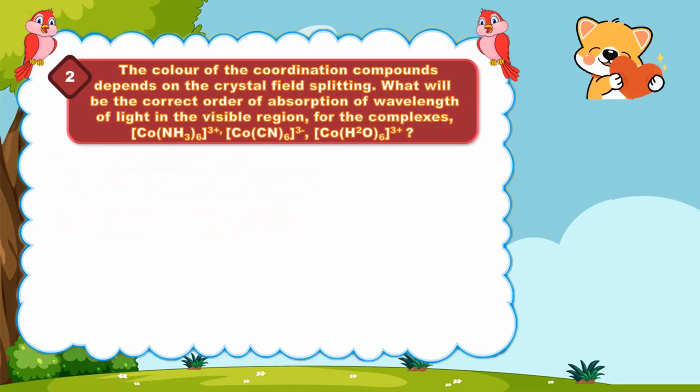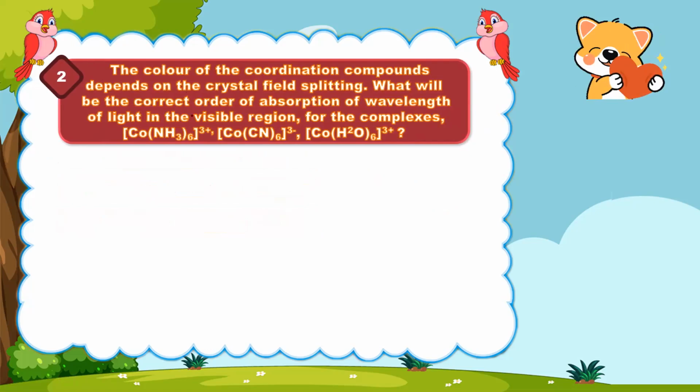Let's see the second question. They are giving us 3 complexes, and they're asking what is the correct order of wavelength lambda. The color of the coordination compounds depends upon the crystal field splitting. Then what will be the correct order of absorption of wavelength of light in the visible region for the complexes? As per the spectrochemical series, CN is a strong ligand, then ammonia, then the water.